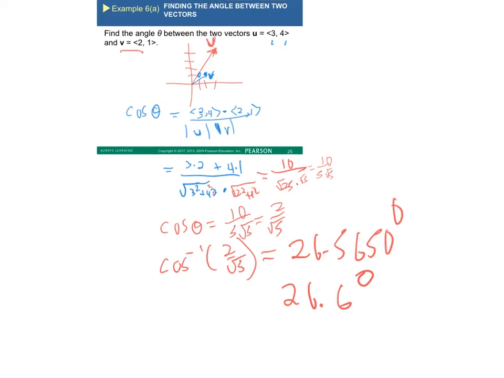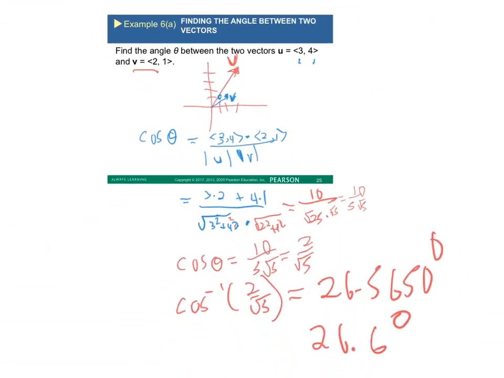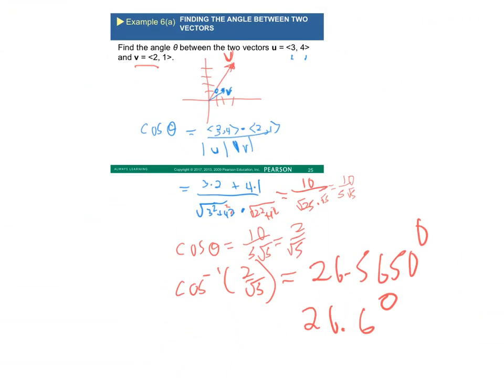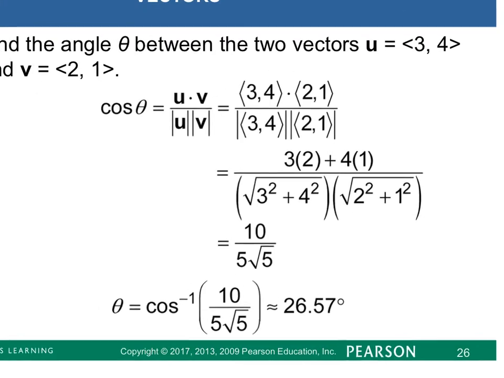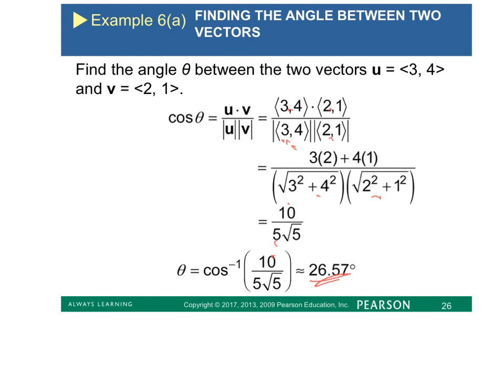Yeah, that angle's actually a lot bigger than I thought. Let's see if we're right. Dot product, magnitudes multiplied together. Okay. He did 2 decimals. That's fine. No problem.